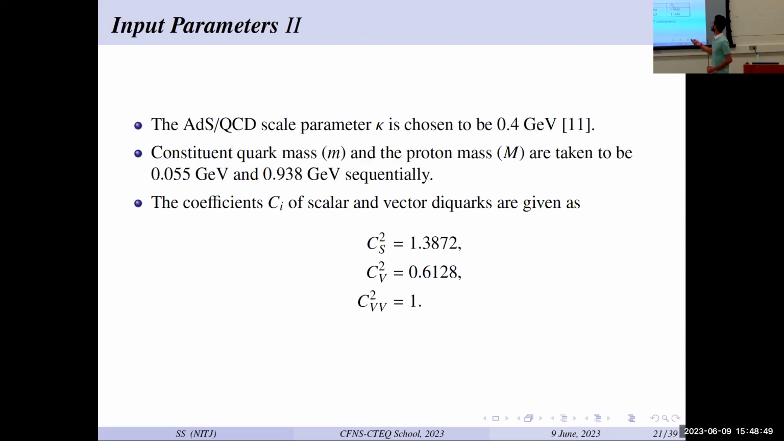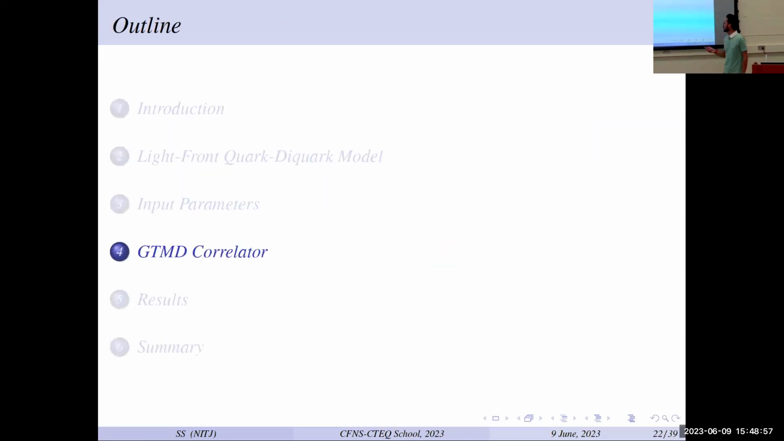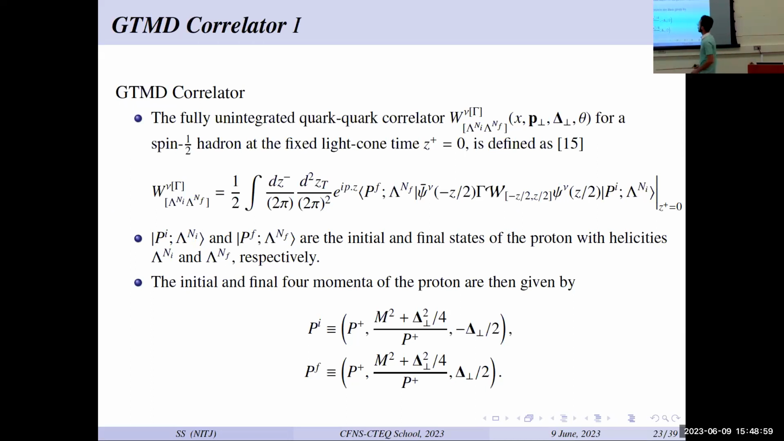Let me skip this one. We are taking the quark mass to be 0.055 GeV and the hadron proton mass to be 0.938 GeV. Coming to the GTMD correlator, this is the GTMD correlator, which we get by integrating across the light front energy.